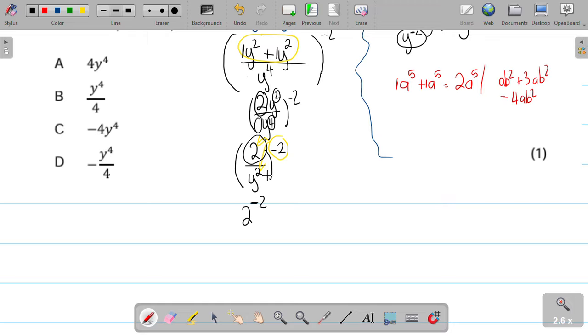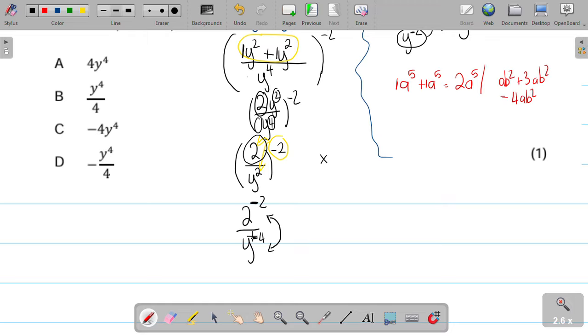So what is the rule when you have an exponent to another exponent? We multiply them. So 2 times negative 2 is negative 4. So it'll be over y to the negative 4. And remember, in maths, we don't like negative exponents. So how are we going to simplify this? Well, what's the rule? We can bring that down and we can bring that up.